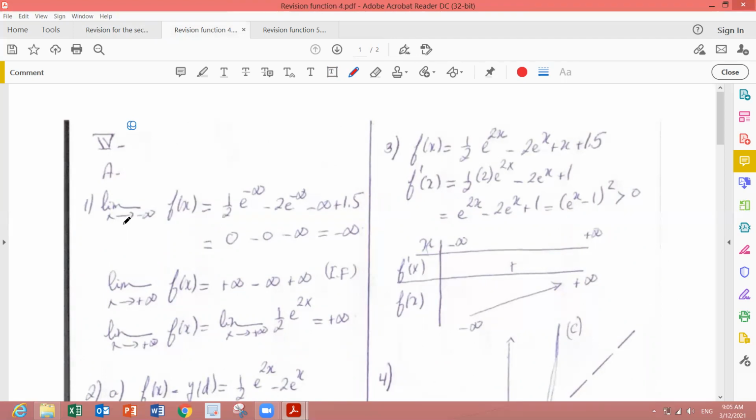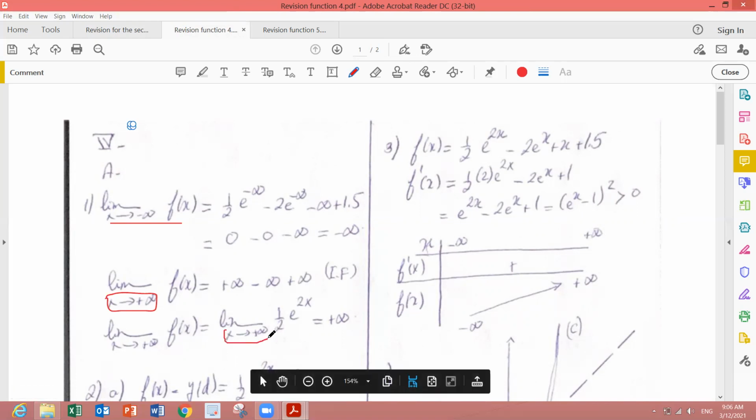So limit as x tends to minus infinity of f of x: we replace each x by minus infinity, half e to the minus infinity, minus 2e to the minus infinity plus 1.5. E to the minus infinity is 0, we get minus infinity. Now limit as x tends to plus infinity of f of x equals infinity minus infinity plus infinity, which is indeterminate. In this case, we take the highest power, half e power 2x. So the limit is plus infinity.